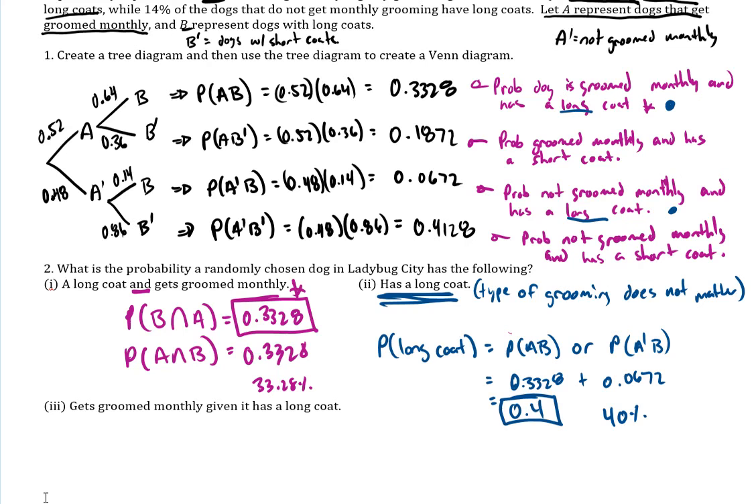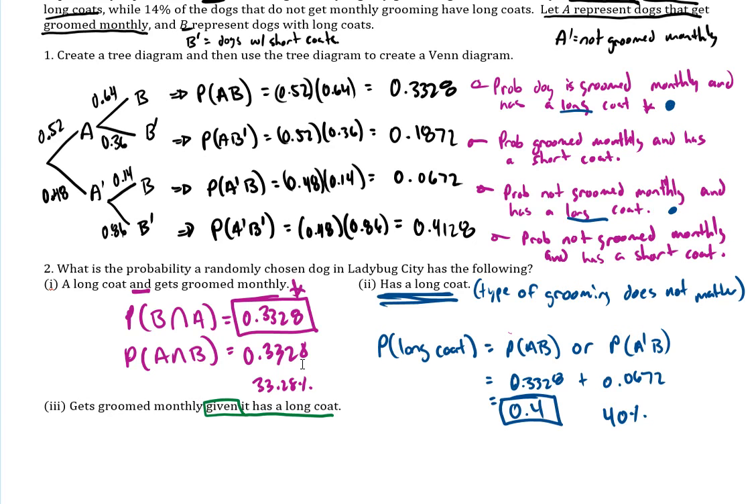Okay, let's see this number 3. Number 3 is gets groomed monthly given it has a long coat. Okay, so given is back. Given is one of the key words that we've talked about before. So given that it has a long coat. Well, here I think is where you'd really want to use the formula now, because the sample space is not as nice.